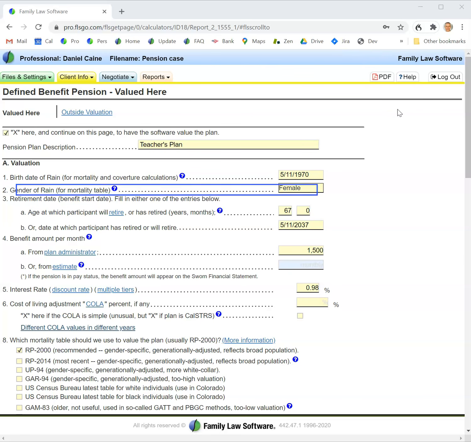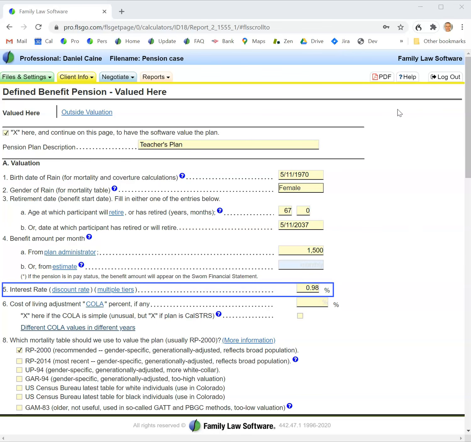The gender matters because, on average, women tend to live longer than men. So a given pension will have a higher value if it is for a woman than if it is for a man. Next, we look at the interest rate. The higher the interest rate, the lower the pension value, because future payments will be discounted to a greater extent. The next entry is the cost of living adjustment, and this describes how much the payment increases each year for inflation. The higher the cost of living adjustment, the higher the pension value.